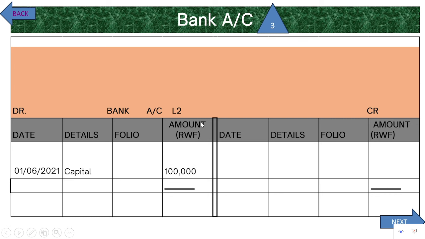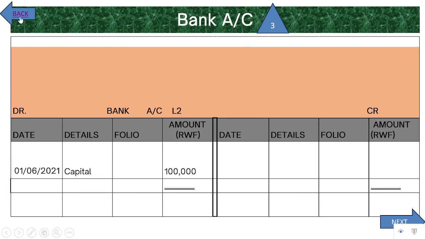This is the second entry. We credited capital. Now we are debiting bank to complete an entry as a rule. So in the details, capital, then 100,000. The first transaction is affected.